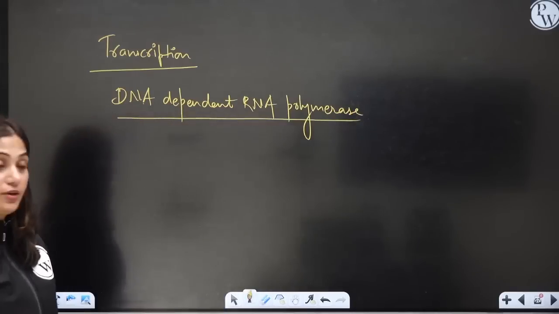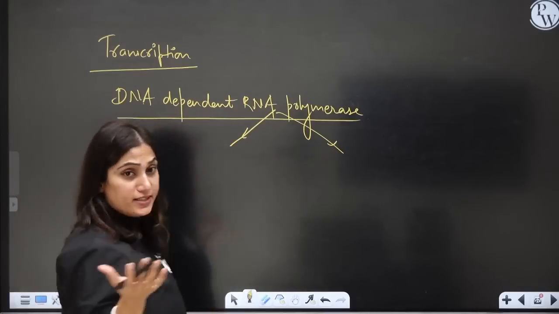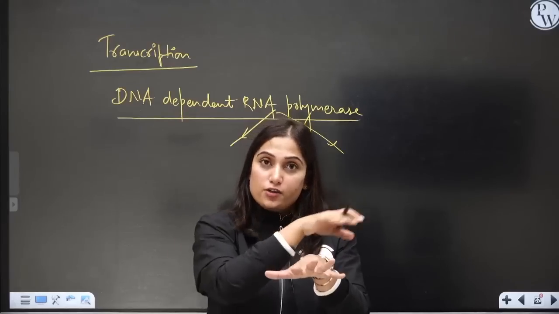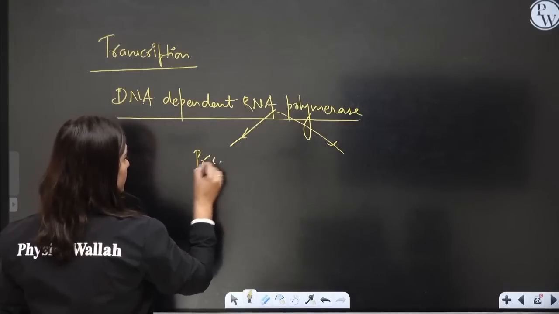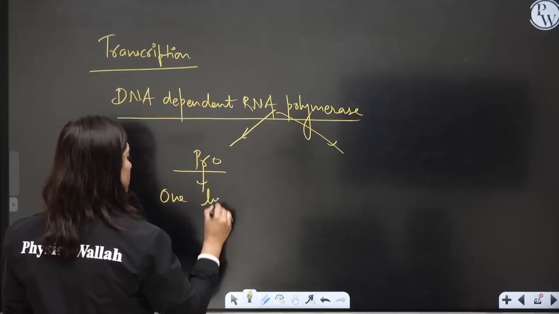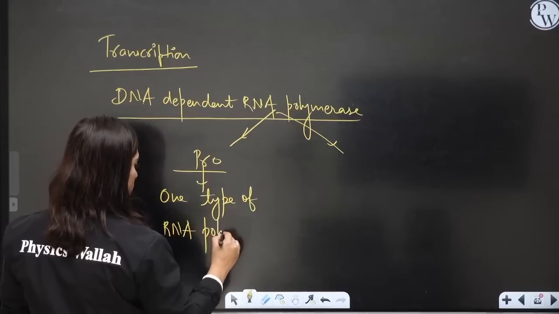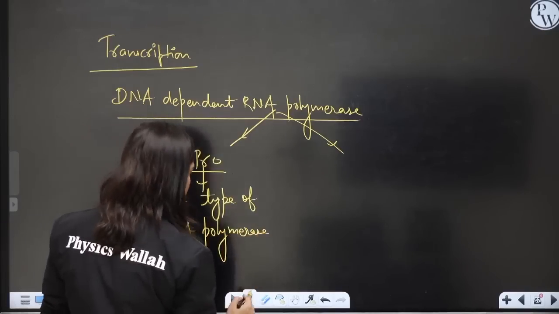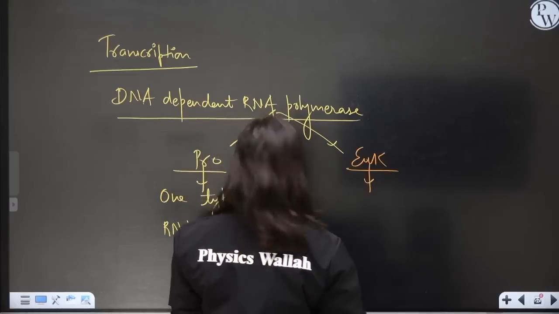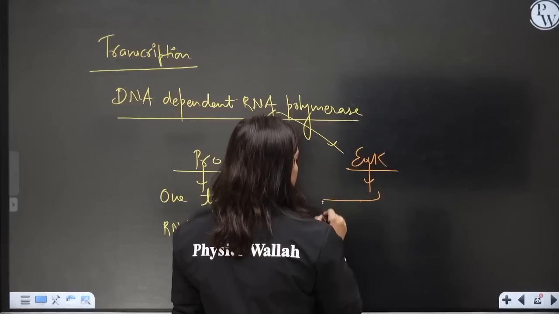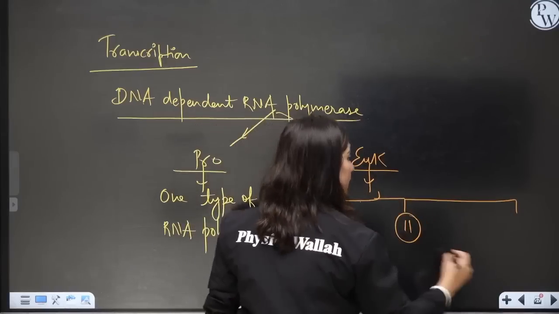DNA dependent RNA polymerase is required, and this RNA polymerase has the capacity again to take the nucleotides of RNA, align them and form phosphodiester bonds between them. In case of prokaryotes, there is only one type of RNA polymerase. But in case of eukaryotes, there are three types of RNA polymerases: RNA polymerase 1, RNA polymerase 2, and RNA polymerase 3.